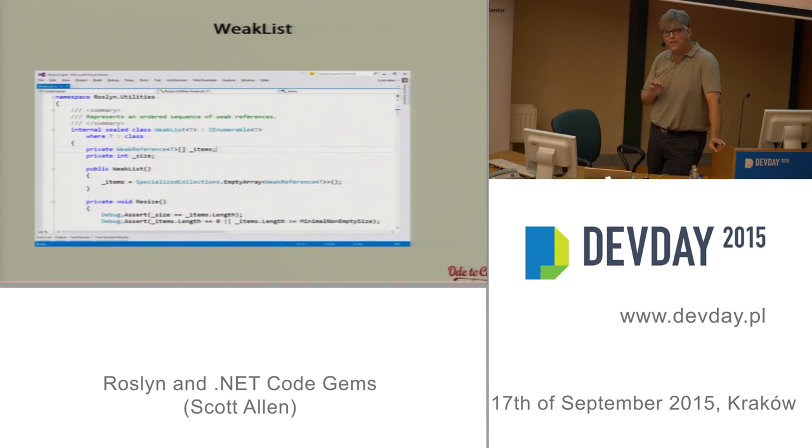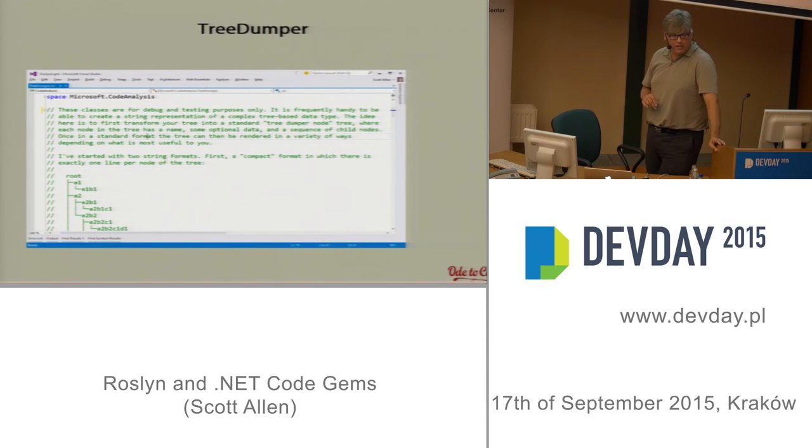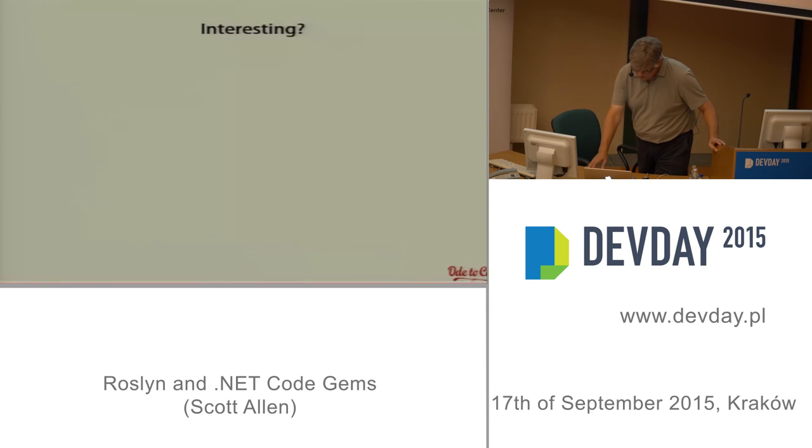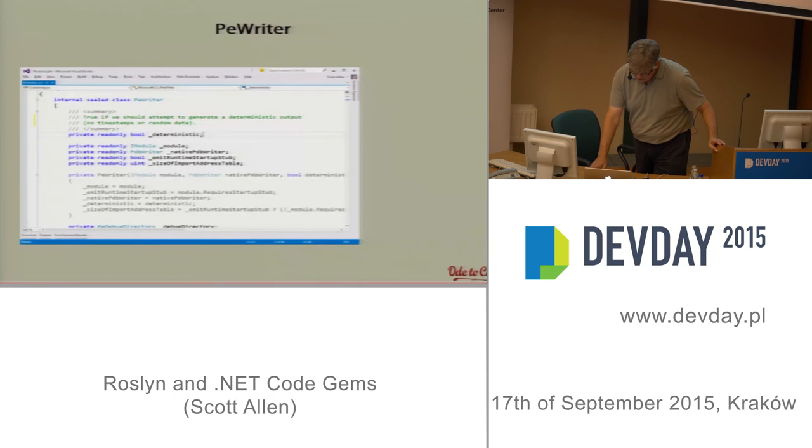Well, a weak list. I want to be able to put things in a list, but not have them prevented from being garbage collected. That's what the weak list could do. A tree dumper utility, which actually I would have found useful. You can pull this one out, and it can take a data structure and dump out an ASCII representation of a tree structure. That's quite useful.